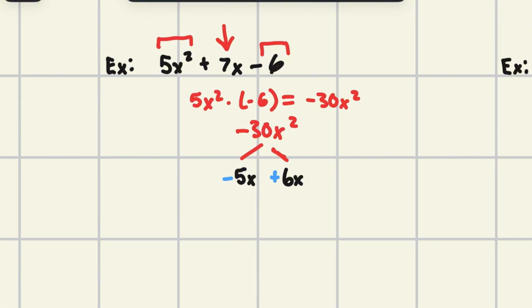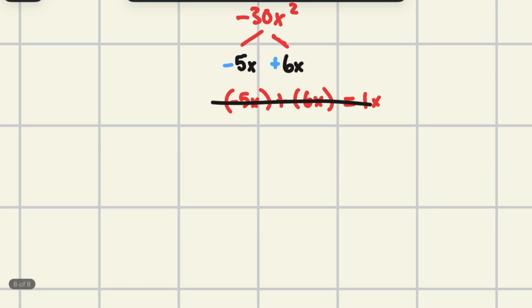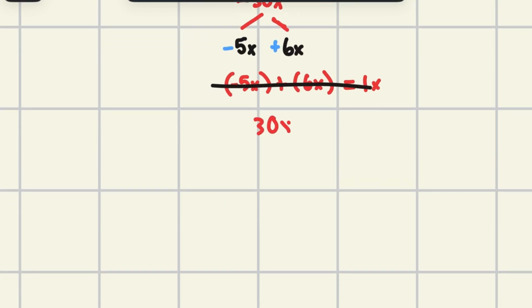Now, does that add up to positive 7x? Let's try. Negative 5x plus 6x. That gives us 1x. So these values can't work. Let's try 3x and 10x.